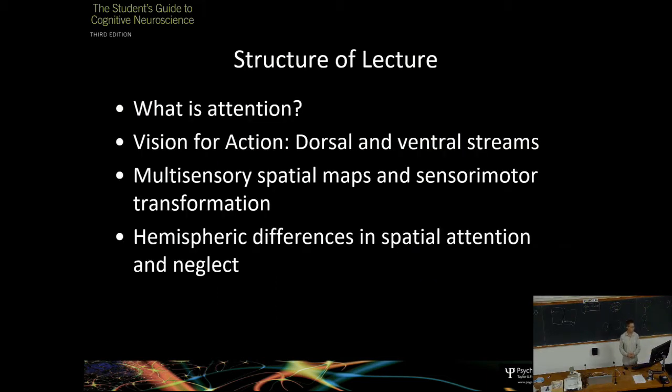So what is attention? I'll talk a little bit about this, particularly in terms of vision for action. So the idea is that there are multiple branches of vision: one that's involved in recognizing objects and one that's involved in acting on the world, so picking things up, for instance. And then I'll talk about this beyond vision, so multisensory aspects of attention, so the body, sounds, and so on, how these enable us to focus in on certain things and to act on them. And then I'll talk about the difference between the left and the right hemispheres in attention, how brain damage can give rise to a symptom called neglect.